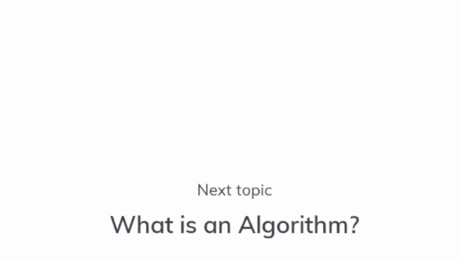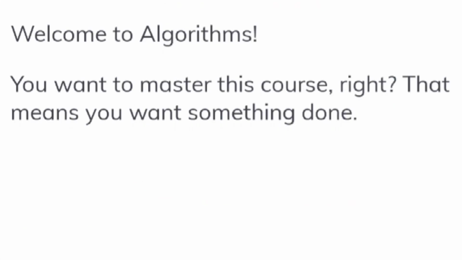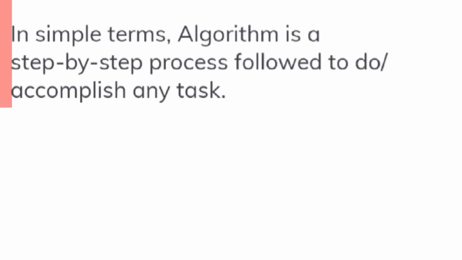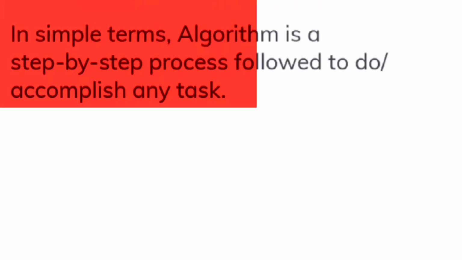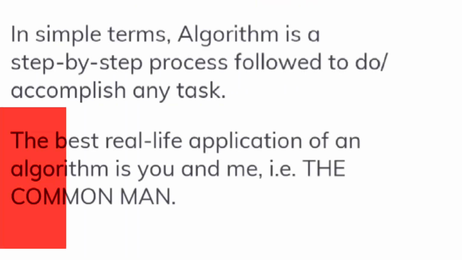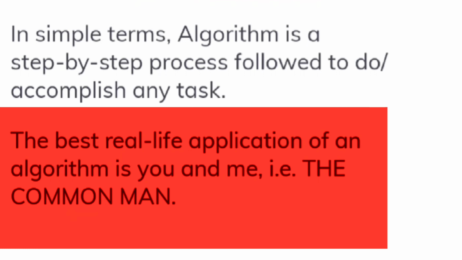Next topic, what is an algorithm? You want to master this course, right? That means you want something done. Find a method or steps that will help you to get your work done. We call this method an algorithm. In simple terms, an algorithm is a step-by-step process followed to do any complex task. The best real-life application of the algorithm is you and me. That is the common man.